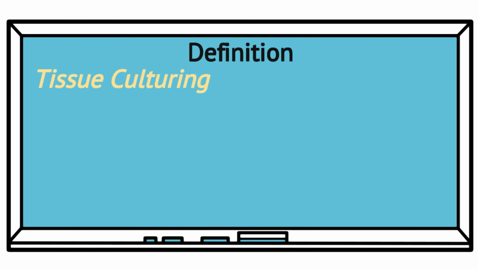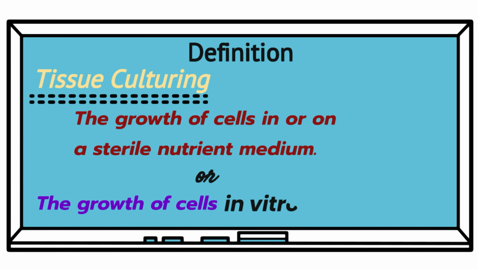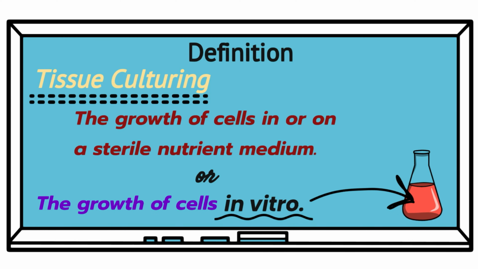Start off by writing a definition. Tissue culturing can be defined in a number of ways. So let's define tissue culturing. It's the growth of cells in or on a sterile nutrient medium. Or you could write, it's the growth of cells in vitro. That means in glassware or outside of the body.